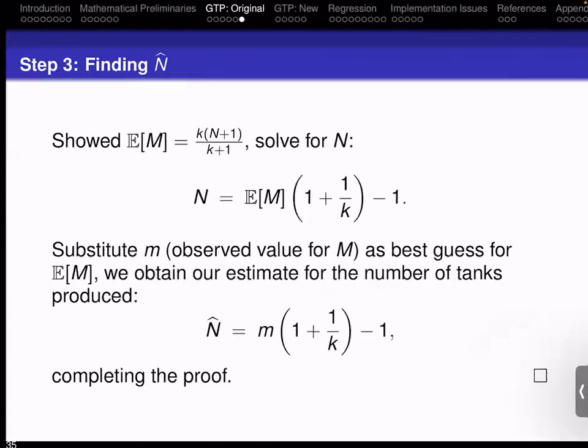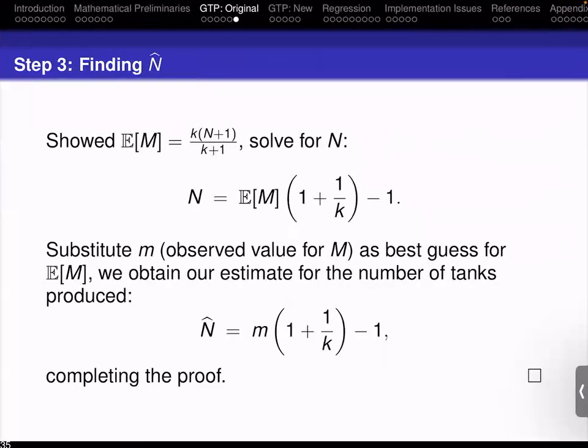So just rewriting that on the next slide, we show that the expected value of m, the expected largest serial number we observe, is k times (n plus 1) over (k plus 1). Well, we can use this to solve for n in terms of the expected value and k. So we just multiply both sides by k plus 1, divide by k, subtract 1, and we get n is equal to the expected value of m times (1 plus 1 over k) minus 1.